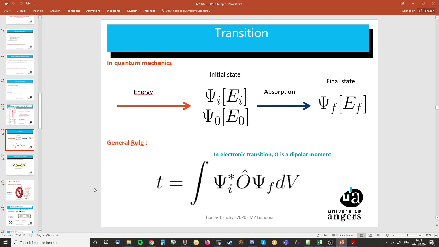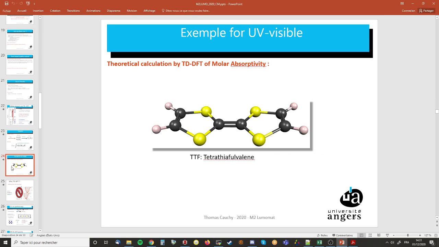As an illustration, I will use the slides from last year, and we will create together the equivalent slides for the bromobenzaldehyde. For the illustration slide, I use the TTF, and I'm sure that now you have seen the TTF more than once. It's a historical case study. It's still a molecule that is heavily studied in Angers and Rennes, for example.